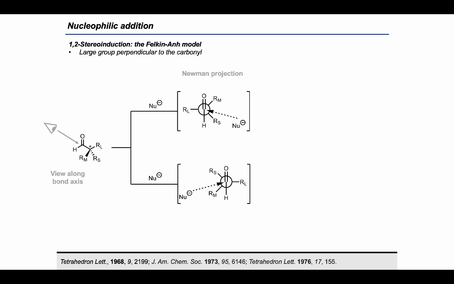Next, we must consider the preferred direction of attack of the nucleophile, remembering that it will approach the carbonyl group at the Bürgi-Dunitz angle of around 107 degrees. Not surprisingly, the nucleophile prefers to approach away from the large substituent, which leaves us with two possibilities: attack close to the small substituent, as shown at the top, or attack close to the medium substituent, shown below. Again, the minimization of steric repulsion is key, and attack close to the smallest group is preferred.